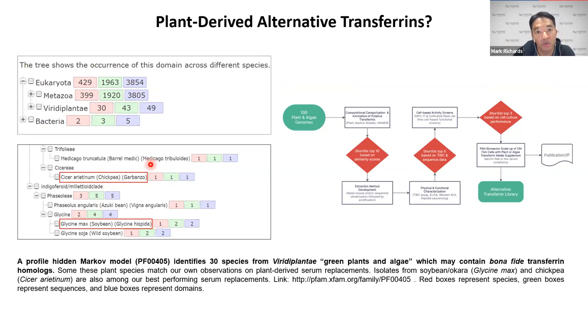So it's something that we want to look at, and we've drafted up a proposal in which to screen for these plant-derived alternative transferrins, and submitted this at a recent grant call. So hopefully we'll be able to get funded for this work as well, in addition to the work that we are doing on plant-derived albumins.